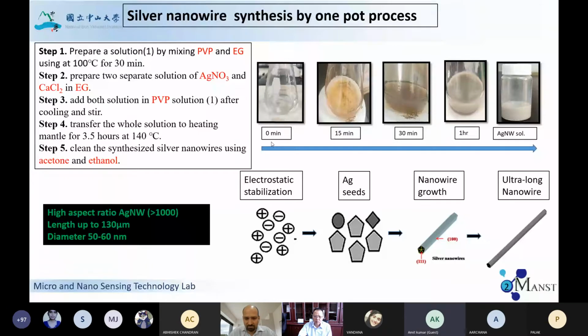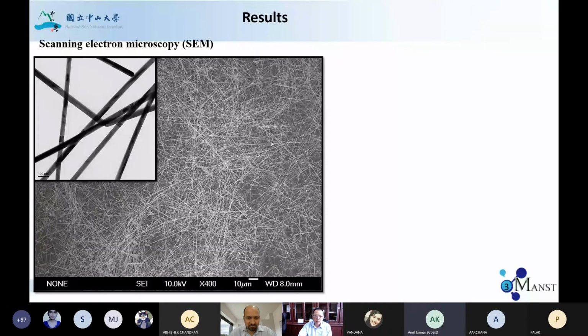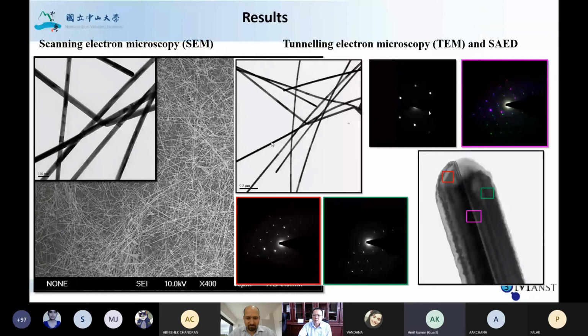So these are some results from my synthesized silver nanowires. You can see the silver nanowires from the SEM image. The silver nanowires are more than 100 micrometers long, and in the smaller picture you can see the diameter, which is less than 100 nanometers. That shows the aspect ratio of the nanowire is more than 1000. So these are some characterization of TEM and SAED, which shows single crystalline silver nanowires with a twinned structure.